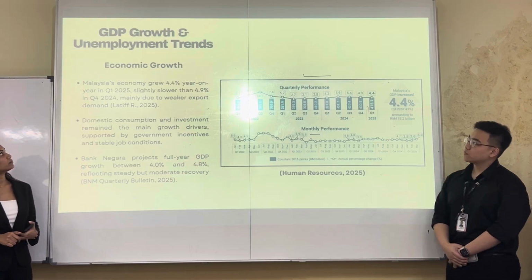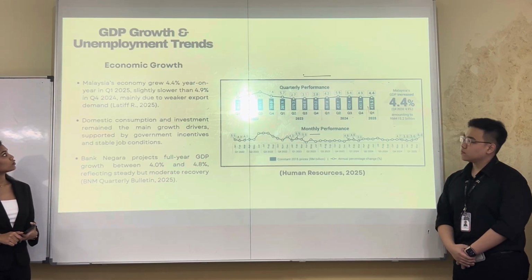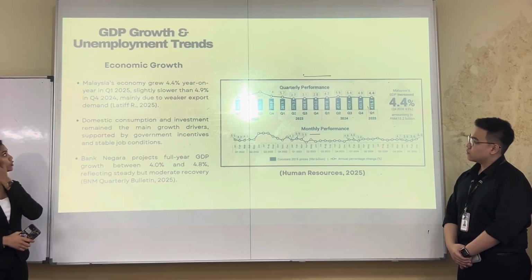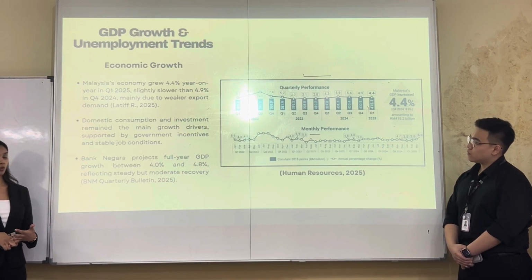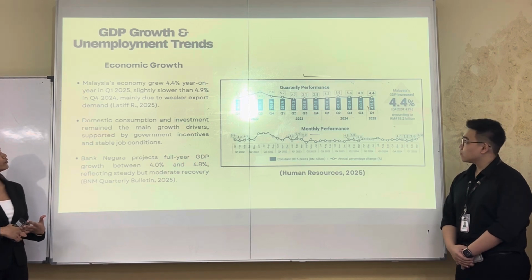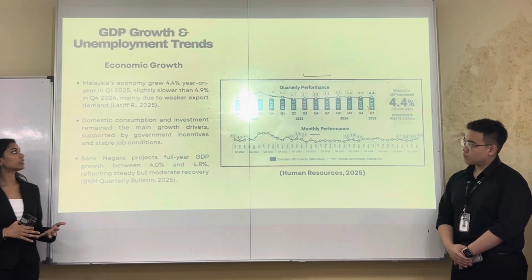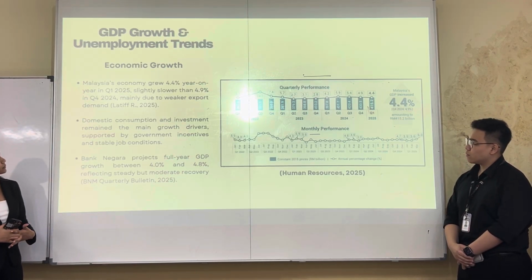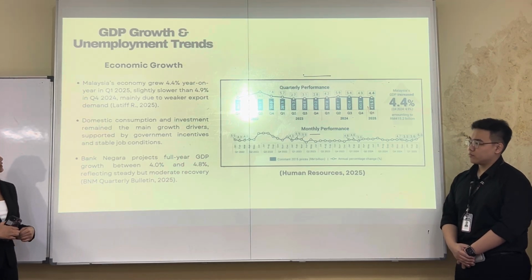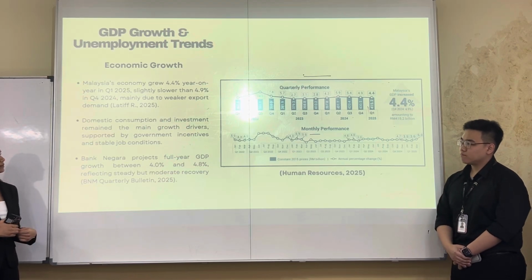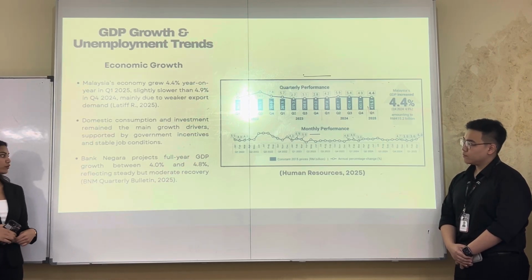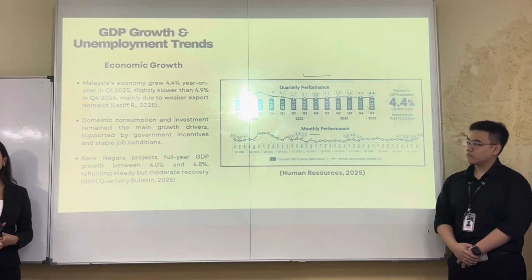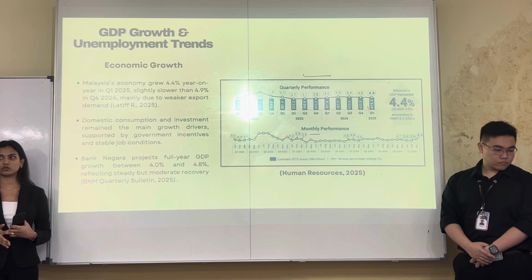Next is GDP growth and unemployment trends. First is economic growth. As you can see in the graph, in Q1, Malaysia's economic growth was 4.4%, which shows that it's growing. Even though it's lower than Q4 in 2024, it's showing that our GDP growth is increasing, a steady moderate growth, which is not too fast, not too slow, but a stable condition.